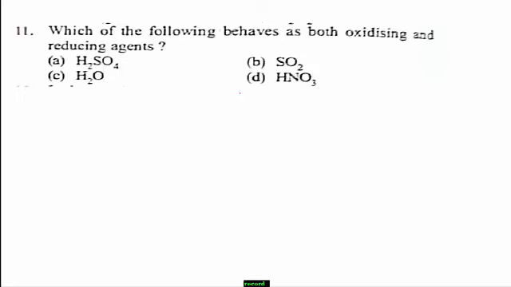Sulfur dioxide, SO2: the oxidation state of sulfur in SO2 is +4. Because you know the oxidation state of oxygen is -2, so two times -2 is -4. When the overall value becomes 0, the value of S becomes +4. Therefore, the oxidation state of sulfur is +4.